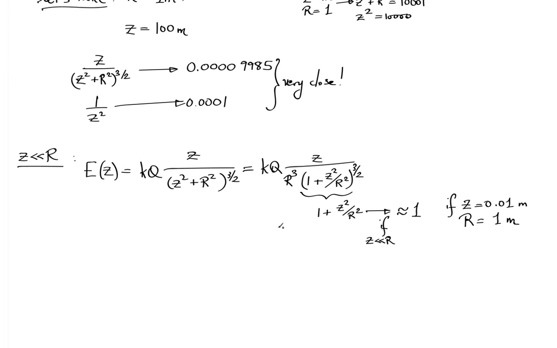So if we actually calculated it out, 1 plus 0.01 over 1 squared would give us 1.0001, which is pretty close to just 1. Okay? So in this case, we can basically say the stuff inside that bracket is really close to 1 when z is much, much less than r. So it's not a bad approximation just to substitute this by 1.